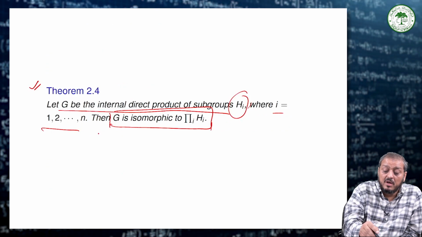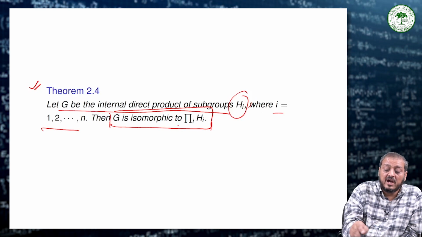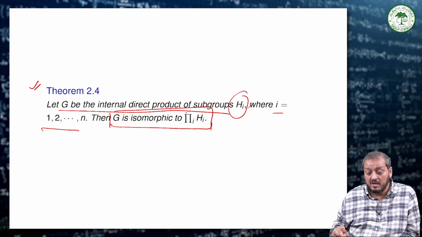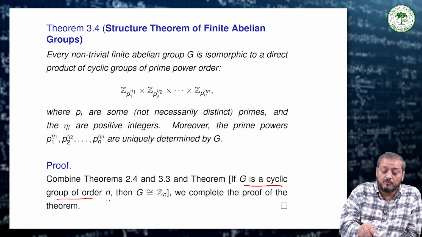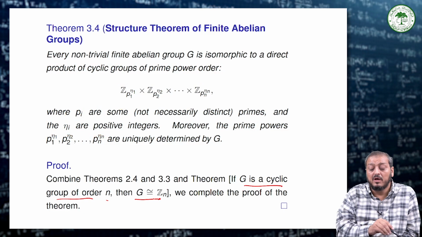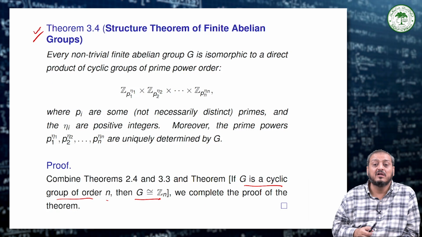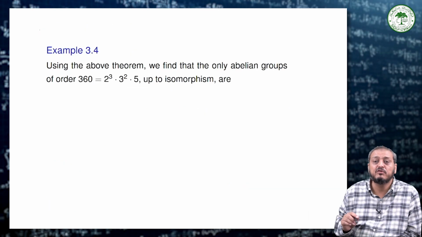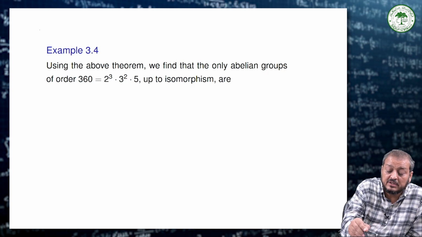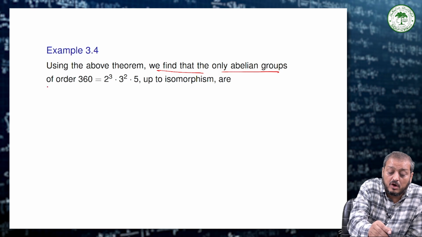So in this theorem, G_i is the internal direct product of subgroups H_i, and this is isomorphic to H_i. Then we use the result that if G is a cyclic group of order n, then G is isomorphic to Z_n, and then we complete the proof of this theorem also. Now I will take one or two examples, using the above theorem. We find all abelian groups of order 360.